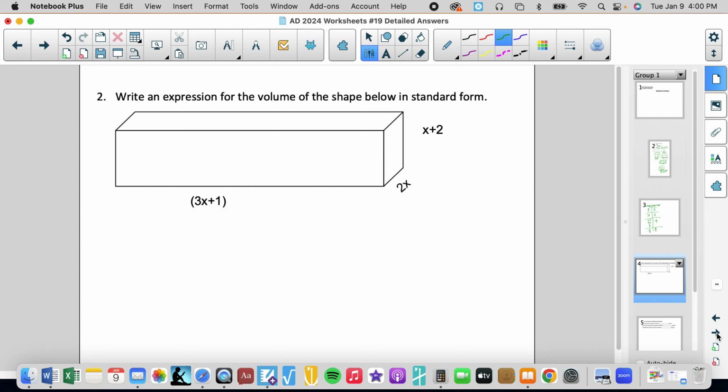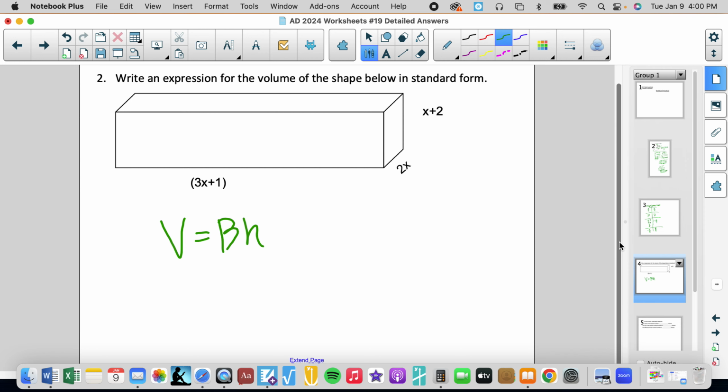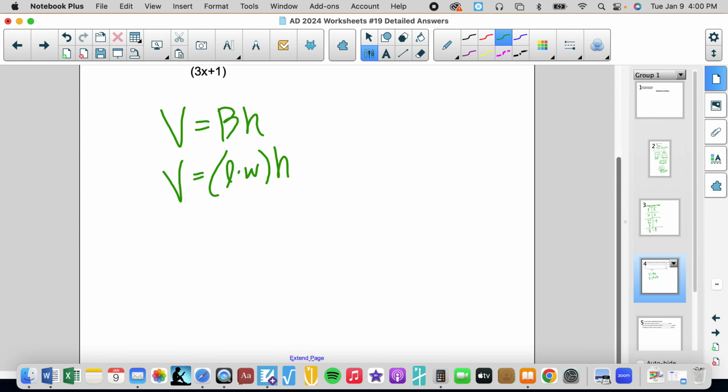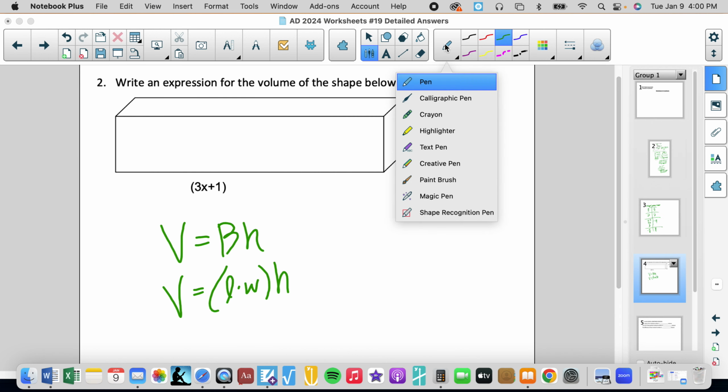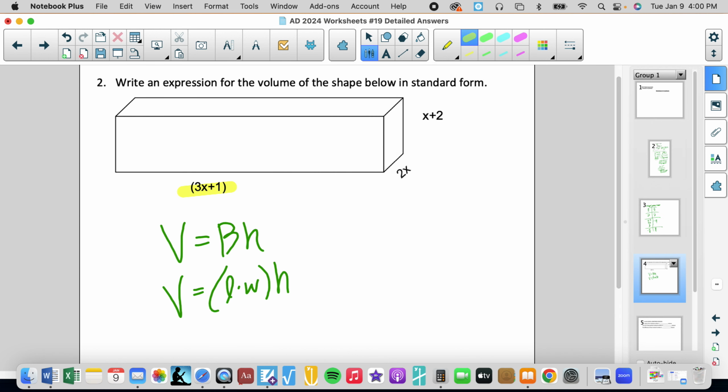Write an expression for the volume of the shape below in standard form. Volume equals big B times h. The base shape is a rectangle, so we have length times width times height. Let's highlight what the length is. This is going to be the length. This is going to be the width. And this is going to be the height.